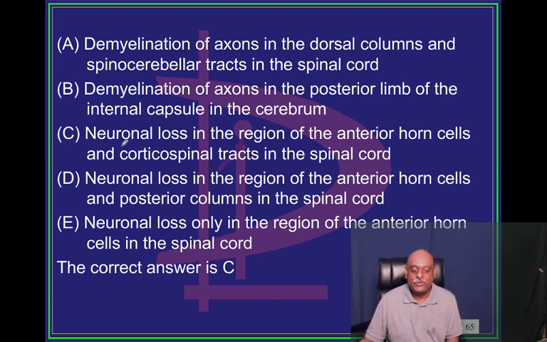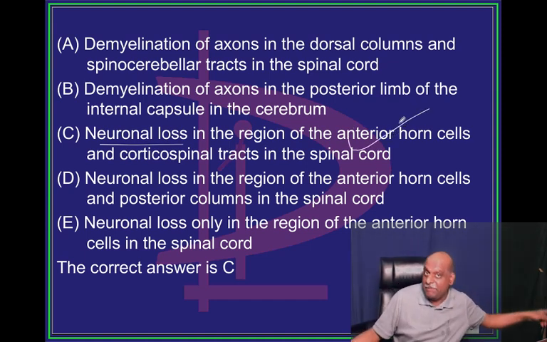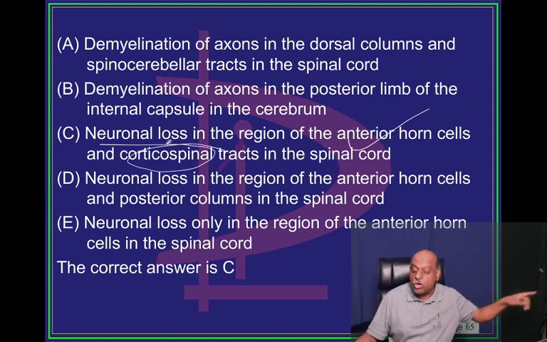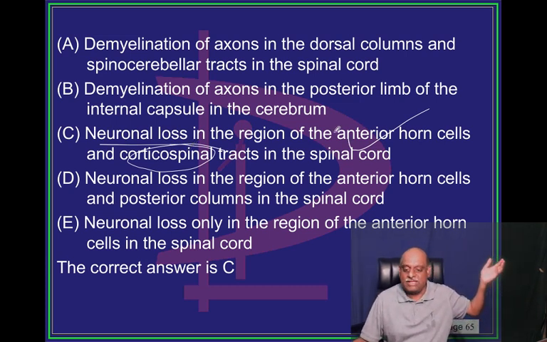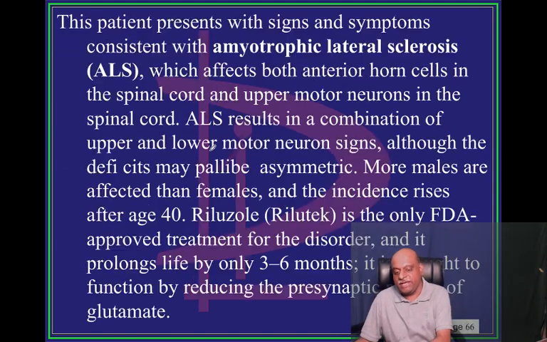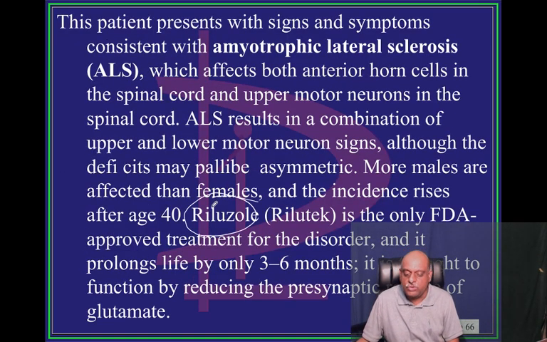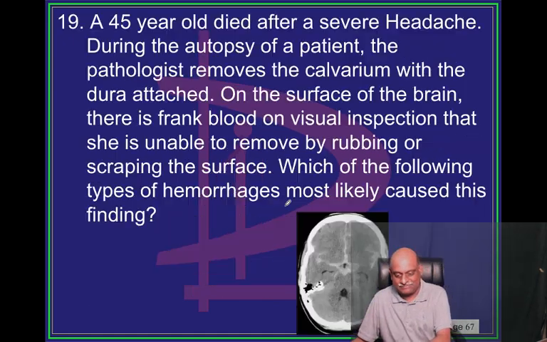So, neuronal loss in anterior horn cells, hence LMN features, and also corticospinal tract degeneration, hence UMN features. Both the things are seen in motor neuron disease is what you need to remember. So what is the drug used to treat motor neuron disease? Riluzole. Riluzole is what you need to remember.